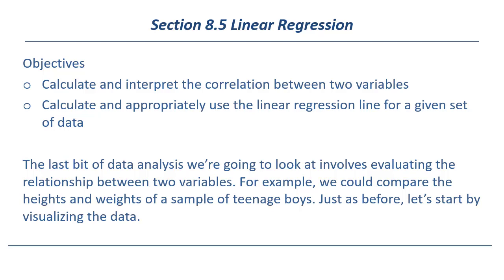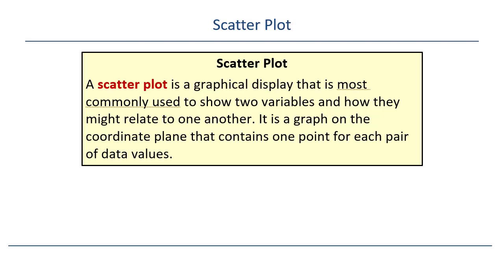So the last bit of data analysis we're going to look at in kind of basic statistics is evaluating the relationship between two variables. For instance, we could compare the heights and weights of people. And just as before, let's start by visualizing the data by putting them into some sort of table or graph and those kinds of things.